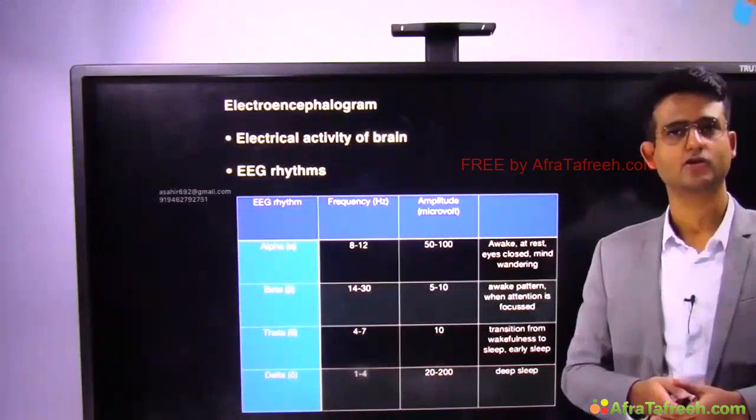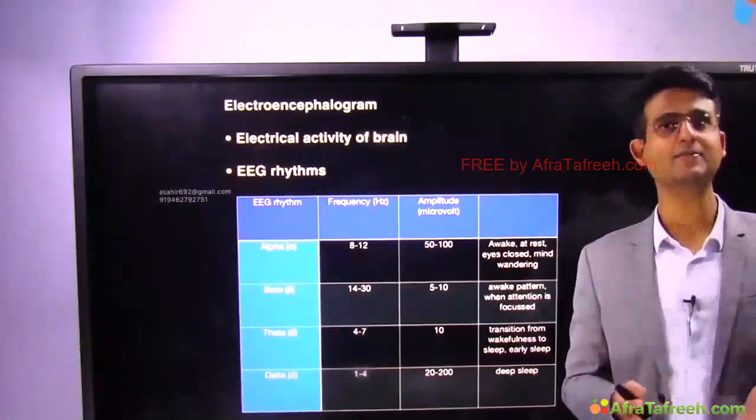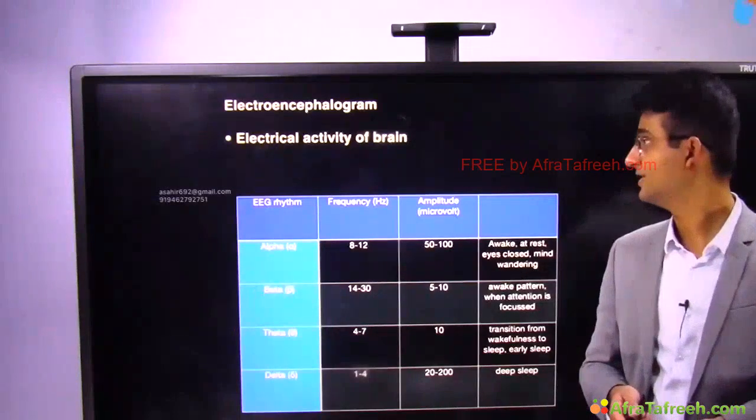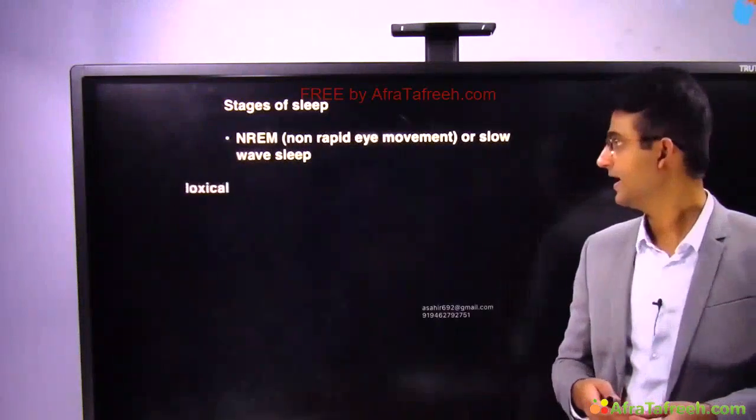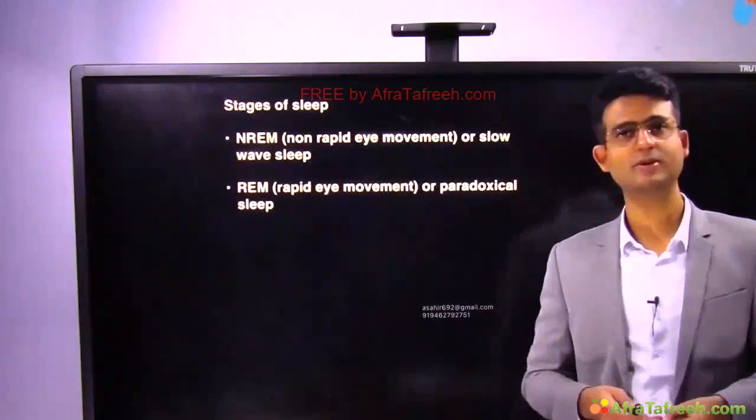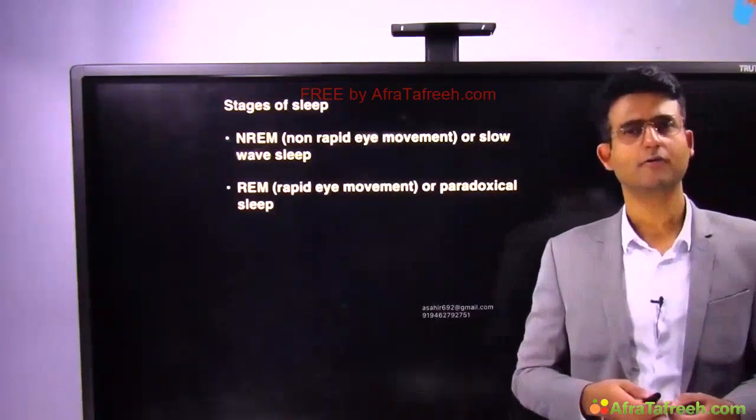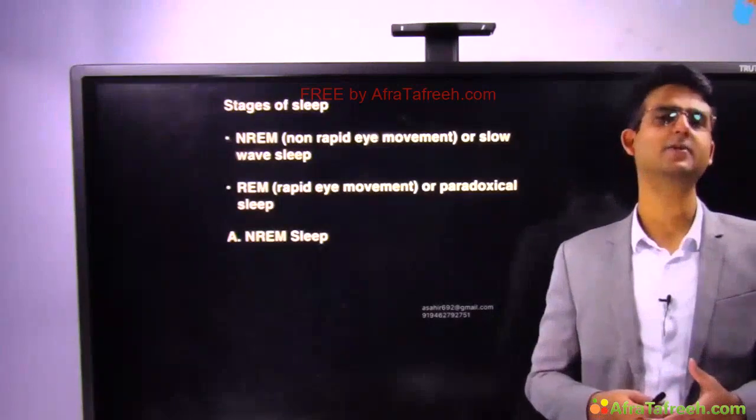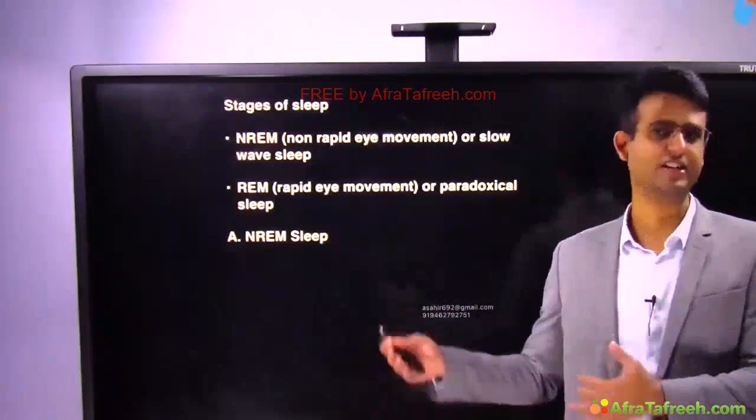All right. So we know that there are two stages of sleep. We have got NREM sleep or non-rapid eye movement sleep and the REM sleep or rapid eye movement sleep. So let's talk about those. NREM or non-rapid eye movement sleep is also called slow wave sleep. And the REM sleep or rapid eye movement sleep is also called paradoxical sleep. Now, first let's talk about NREM sleep. Now we can further divide the NREM sleep into four stages: NREM stage 1, stage 2, stage 3 and stage 4.